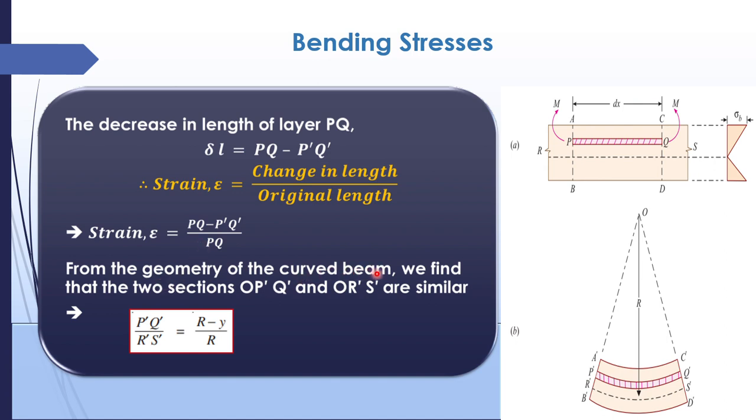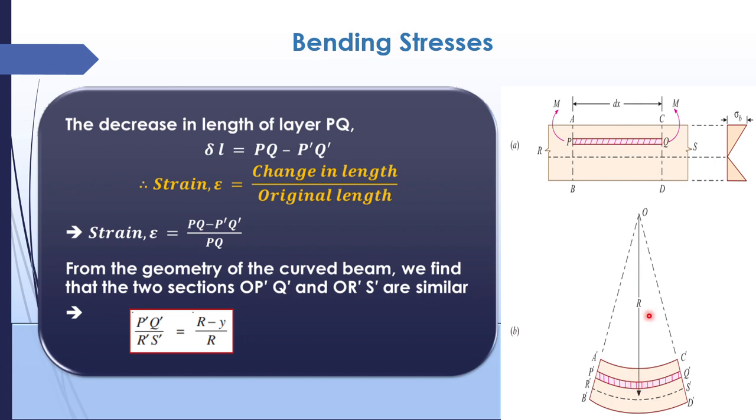From the geometry of the curved beam, we find that the two sections OP dash Q dash and OR dash S dash can be considered as similar triangles. By the principle of similar triangles, it can be written as P dash Q dash divided by R dash S dash is equal to what is the distance of P dash Q dash? It is R minus Y. This distance is Y and this total distance is R.